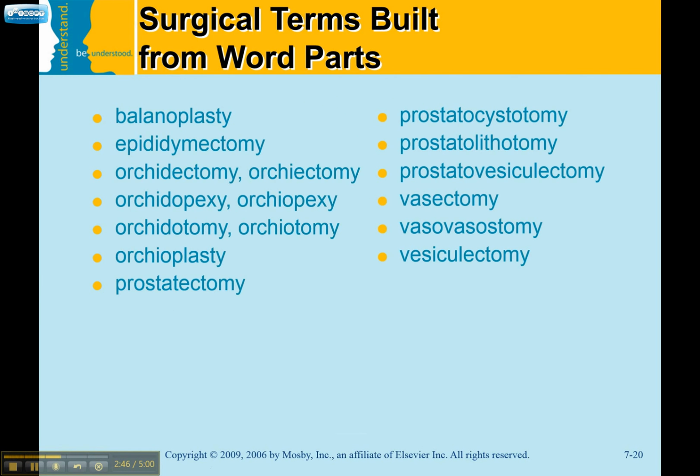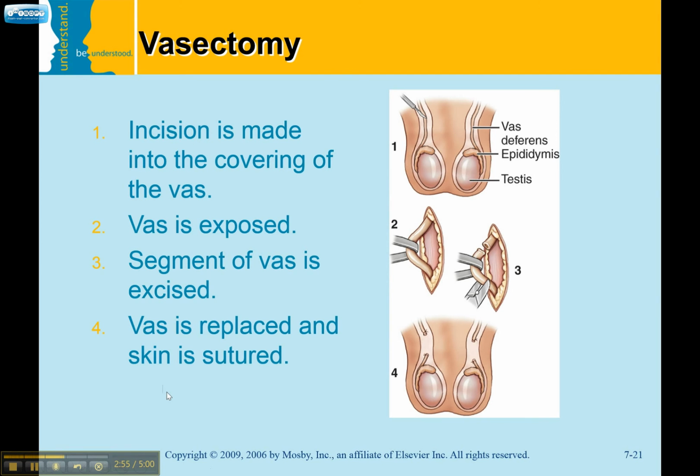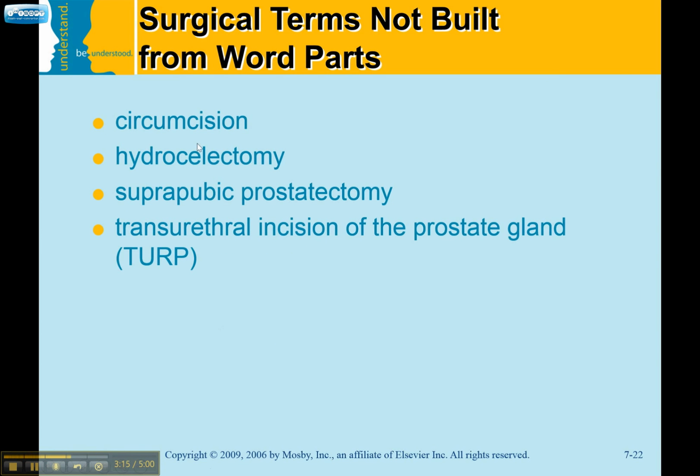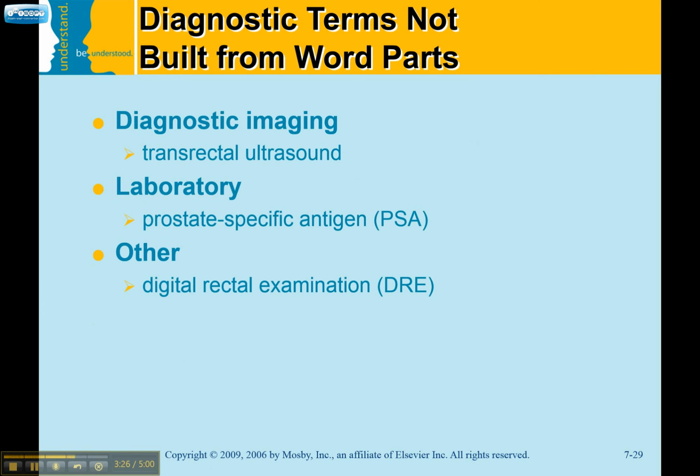Okay, straight on through to surgical terms built from word parts. Again, you already know all of these. I want to talk a little bit about a vasectomy. A vasectomy is basically where they go in and they render a male sterile. In other words, he can't produce offspring. And what they do is actually they cut part of this vas deferens out so that the sperm can't flow all the way through. Another one that you're probably very familiar with is circumcision, and of course that's just removing the foreskin off of the penis. And that's usually done when babies, when little boys are babies.